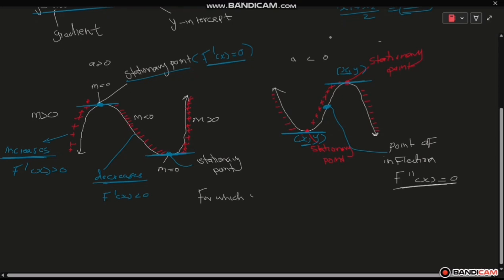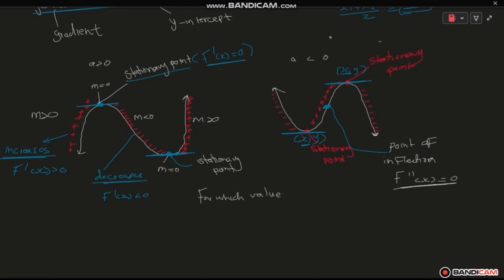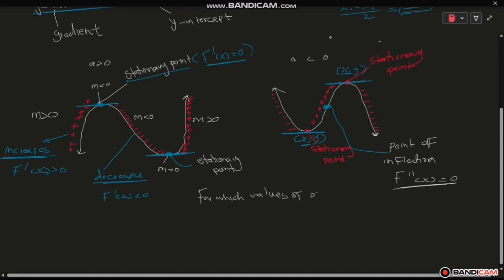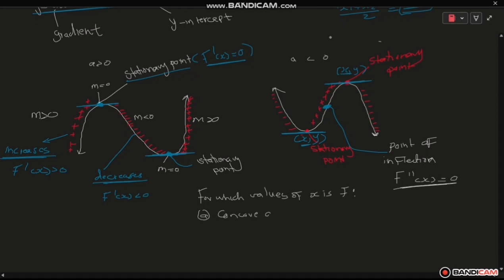Now there are these questions they will ask you: for which values of x is the graph of f concave up or concave down? Okay, let's start with concave down, concave up. They want to know the values of x where the graph is concave down or concave up.